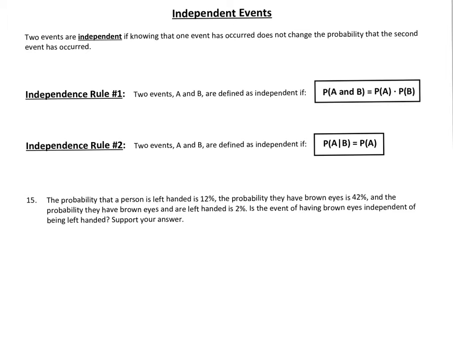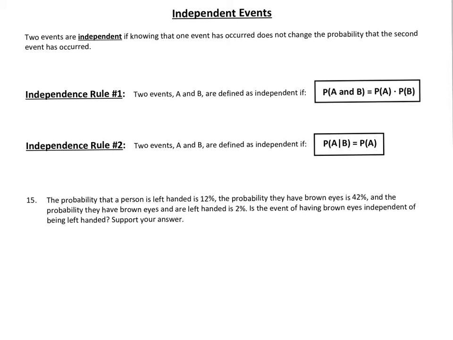Okay, so today we're going to talk about independent events. So if you can open up your probability packet, this is on the top of the page where number 15 and 16 are. All right, now this is how it works. Two events are independent of each other if the probability of one event has no impact on the probability of the other event occurring. Okay, so we have two rules that we use for independence.